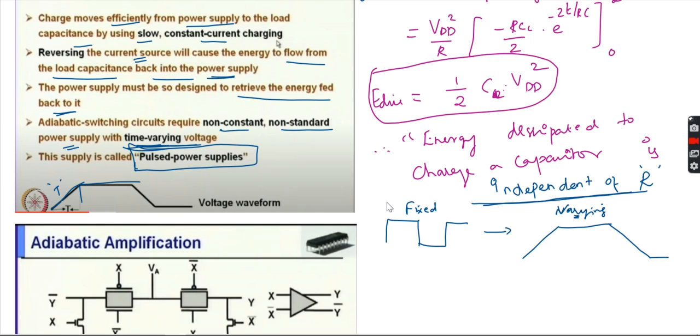Slowly we are varying. Here at the start it is zero, not VDD, and you can gradually increase it. This is about adiabatic charging, and we have also seen the energy dissipation. Then we made some observations. Now in this circuit which I have shown, the output of the power supply will be like this.